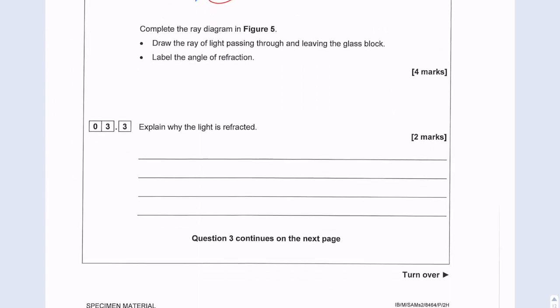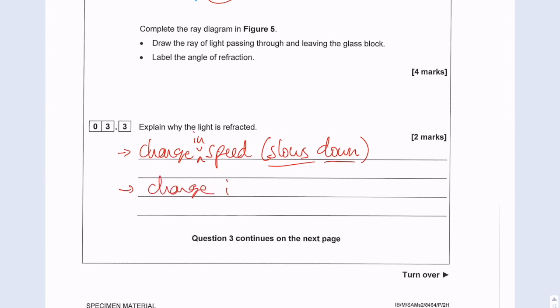Why is light refracted? Just to paraphrase the mark scheme, there's a change in speed, it slows down, really important, and therefore there will be a change in direction. Okay, you can't say change of speed and then use the word it refracts. They gave you the word refracts, so you can't use that. 1 mark for change of speed slowing down, 1 for change in direction. That's what those 2 are for.